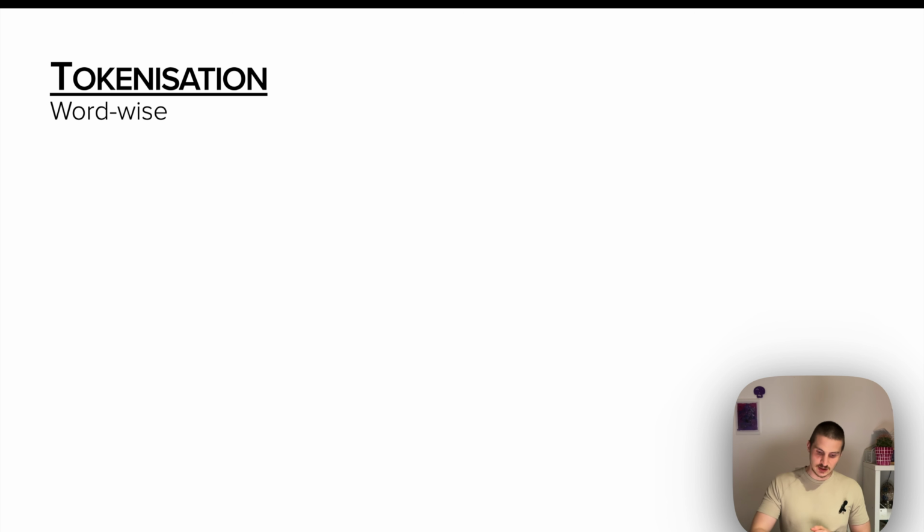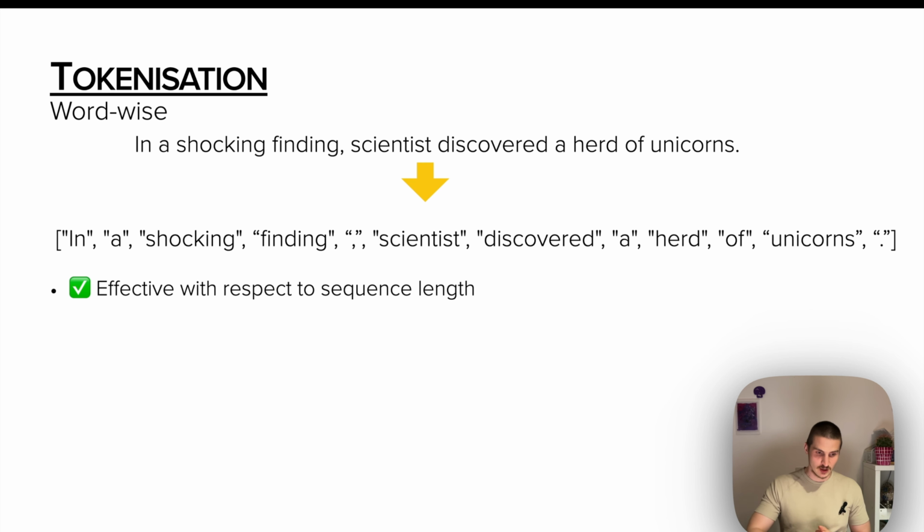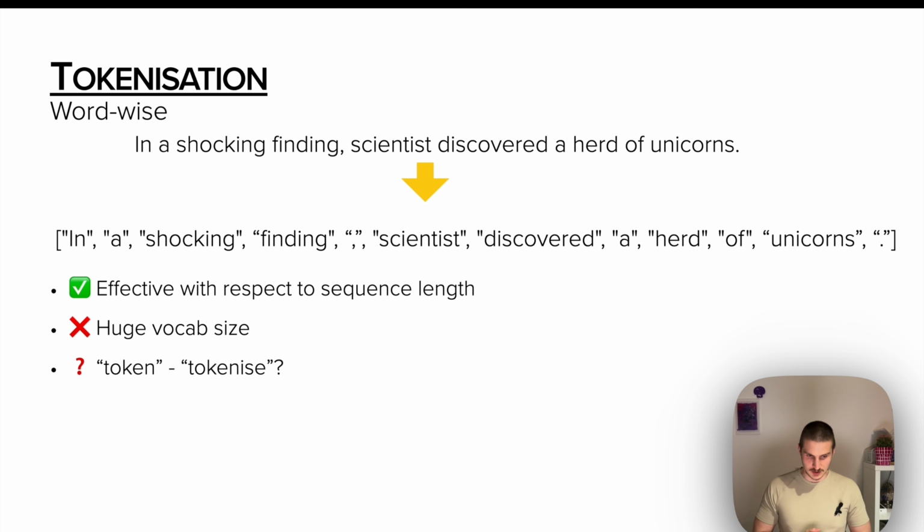So not ideal. Another extreme is word-wise tokenization, when you just split by words. It's more effective with respect to sequence length. The vocab size is huge, so it's much more than in the case of letters. I think in just English, we have things like a few 100,000 words. And if you add other languages, typos and so on, it will be even more.